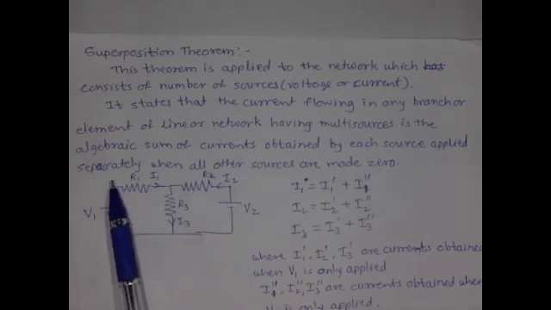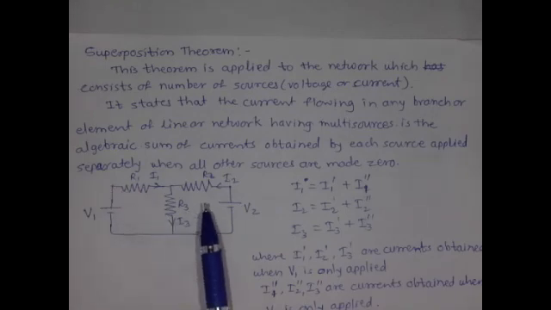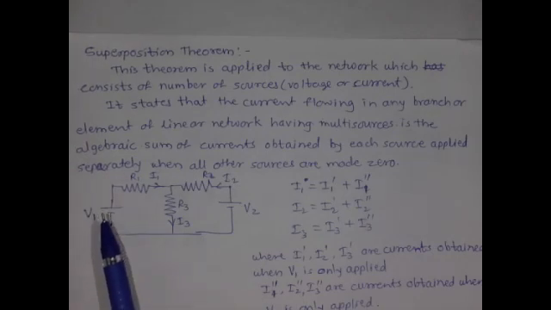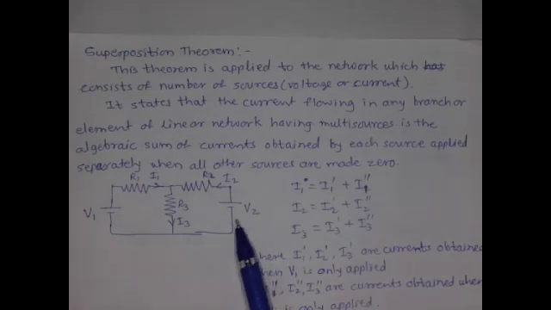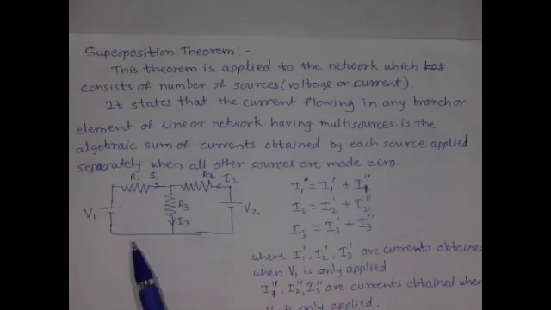Now, whenever we have to find out the current components through R1, R2, R3, in the same way, we have to apply only one source at a time. That means if the circuit consists of two sources, three sources, or more than that, in that case, we have to use only one source at a time. Suppose V1 is connected first, then at that time V2 is short circuited. If V2 is connected, then V1 is short circuited.